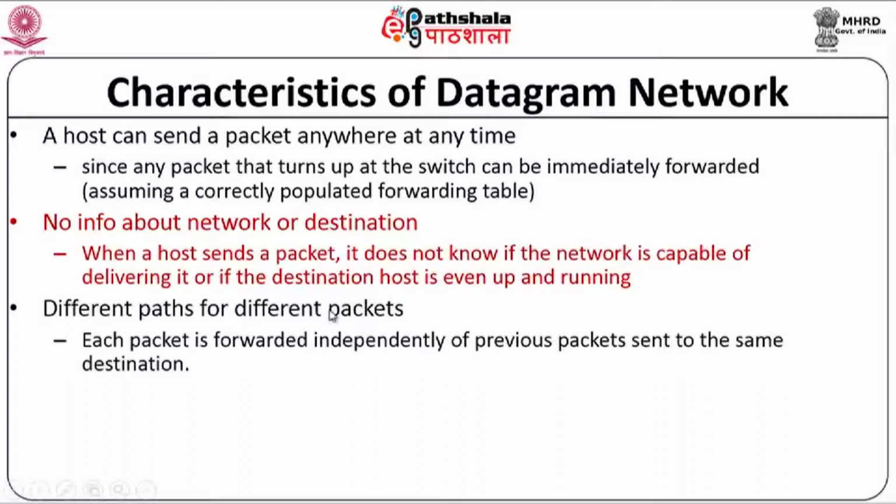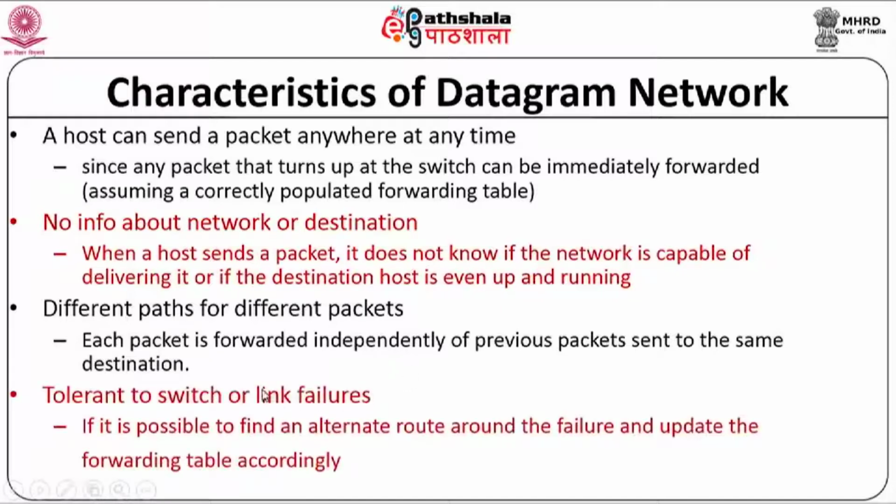Again, different packets can take different paths, because each packet is forwarded independently and there is no concept of a connection setup. That also means that if a switch or a link were to fail, you can find alternate paths and route the packets around those failure locations. These are some of the characteristics of a datagram network that we have already looked at. The reason we need to understand this is to understand what kind of service IP provides, because then it is easy for us to relate to why TCP or UDP on top of IP provide the kind of services that they actually do.